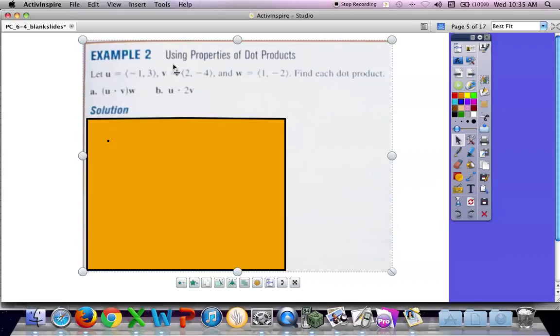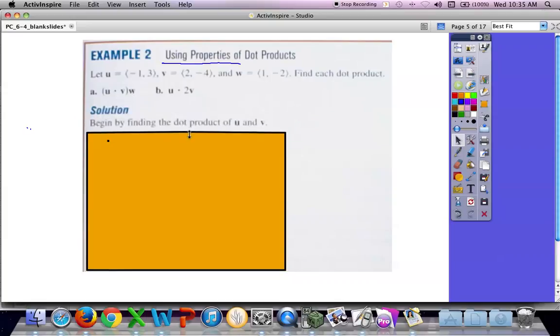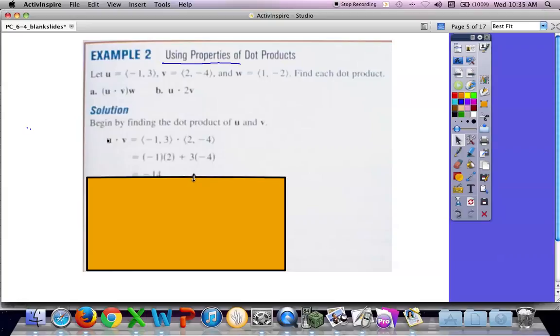But they do say, we're going to use properties. We're going to use those properties that we had on that first slide to do at least the second one. We'll do it that way. And I mean, like I say, you probably wouldn't have thought to do this, but looking at both problems at once, you might say, well, I think I can shorten this process up.